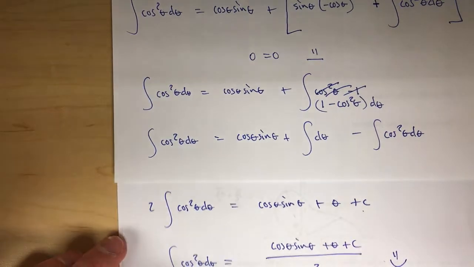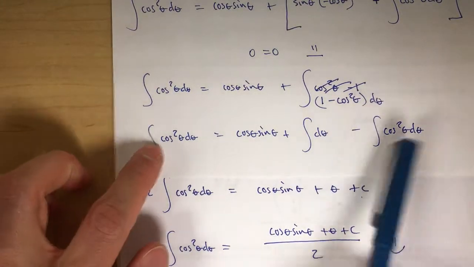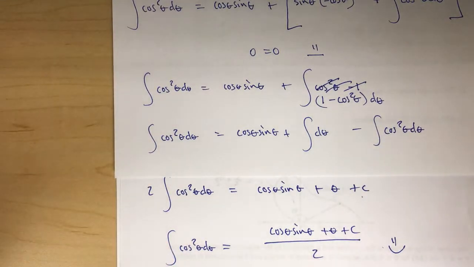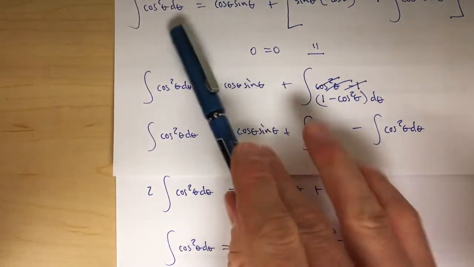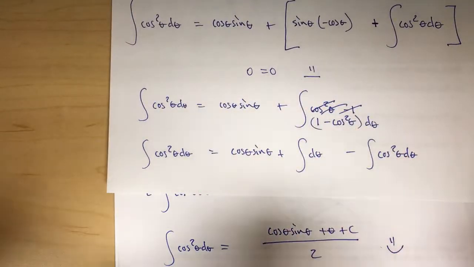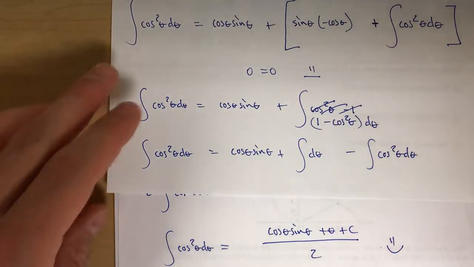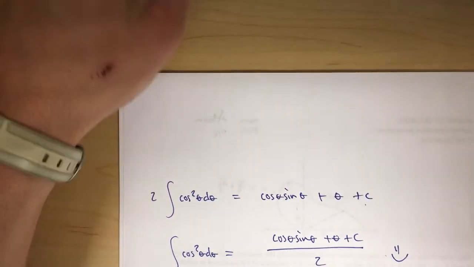Oh my goodness. So sometimes you can get the same thing on both sides and add it over and then divide by 2. But that is a pretty tricky situation. There's another way to do this too. You could use an identity to change cosine squared into a cosine of 2 theta. But this is how to do it with integration by parts.